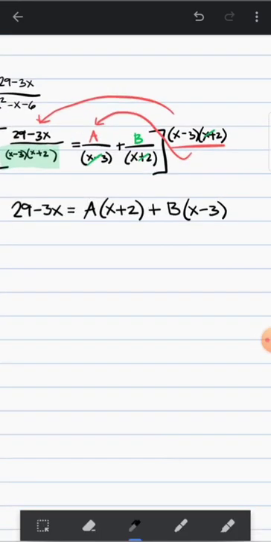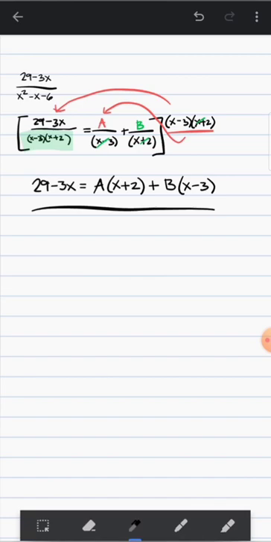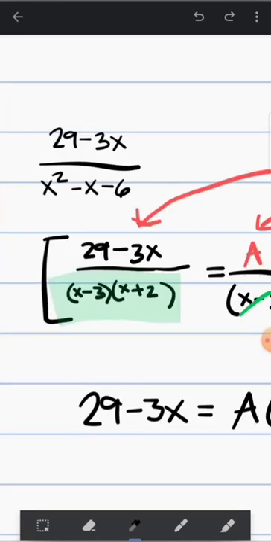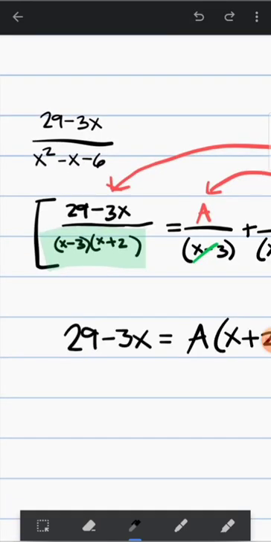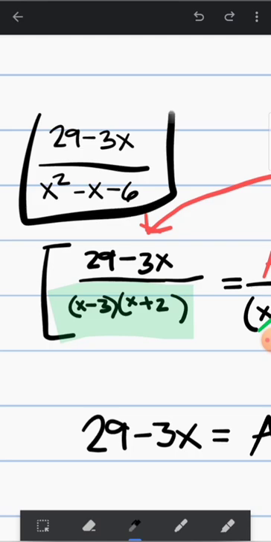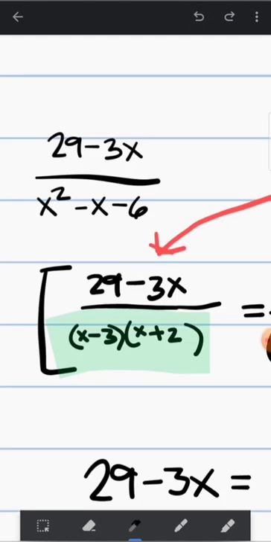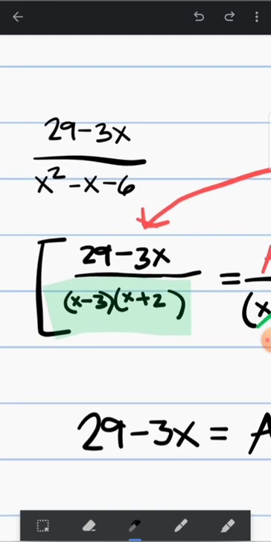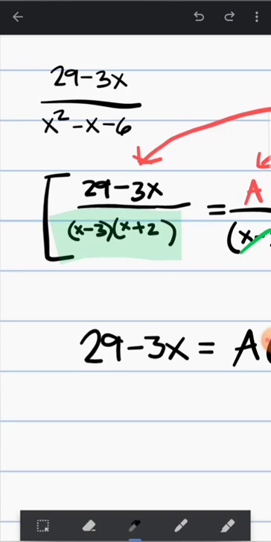So now we've just set up an equation. Again, all we did is factor this x squared minus x minus 6, the denominator, after checking if the conditions are met. Linear over quadratic, so it's good. Then we factor x squared minus x minus 6, the denominator, and we got x minus 3 and x plus 2.